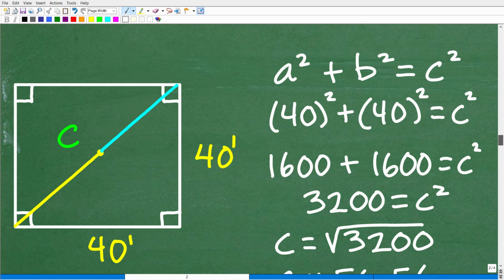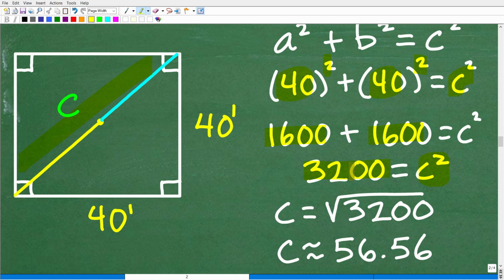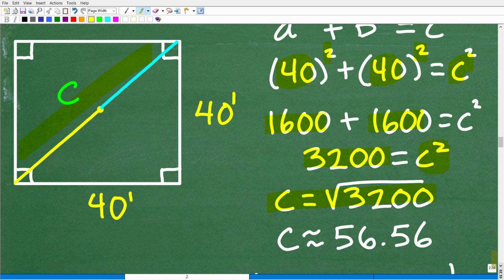Okay, so here is the work. a squared plus b squared, both of these sides is 40, so 40 squared plus 40 squared is going to be equal to c squared. So that'll be 40 times 40, 1600, plus 1600. We add this together, we get 3200 is equal to c squared. To figure out what c is, we take the square root of both sides. So c is equal to the square root of 3200. And we go into our calculators and we get c is approximately 56.56. Now that's this distance right here.